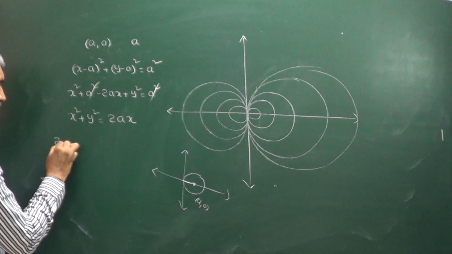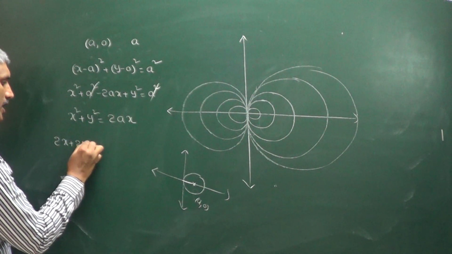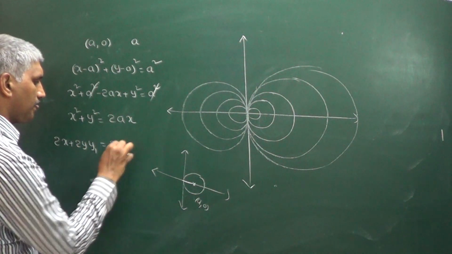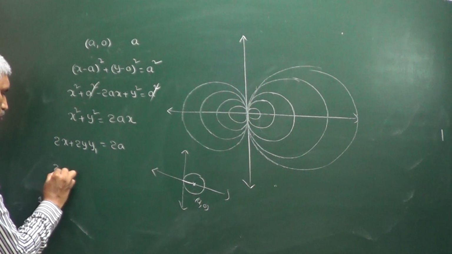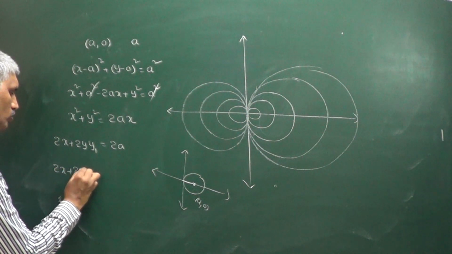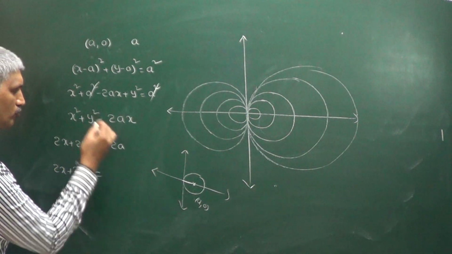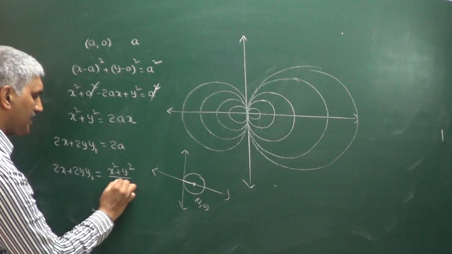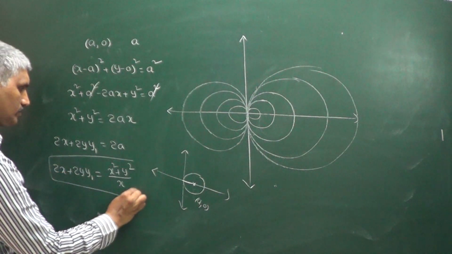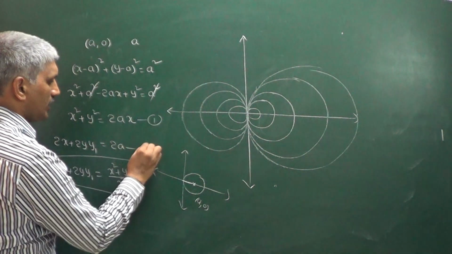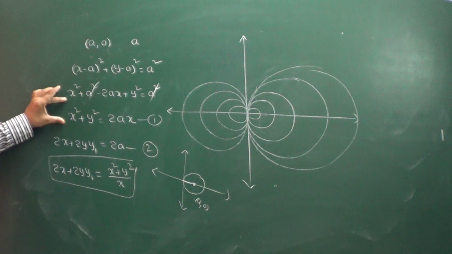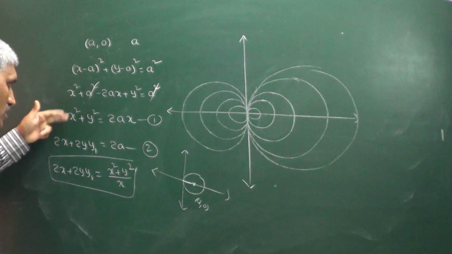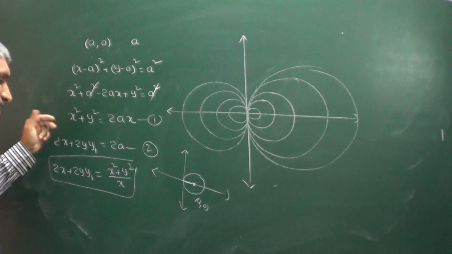Now differentiate this. 2x plus 2y into y dash, or y1, is equal to 2a. Right? Now this is 2x plus 2y into y1. In place of 2a, what can we write? x square plus y square divided by x. So from this equation and this equation, this is the curve after simplification, and this is after differentiation. From these two we eliminated a.